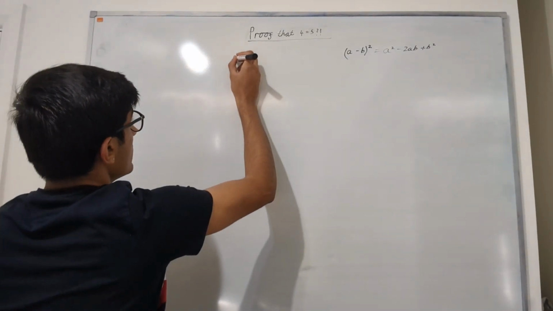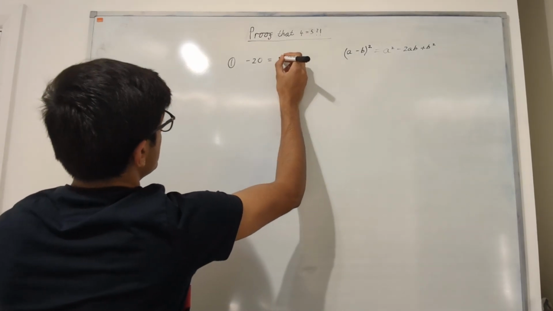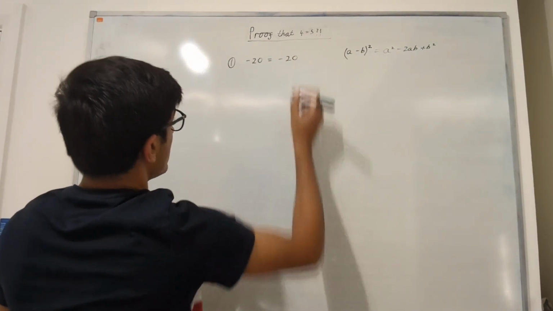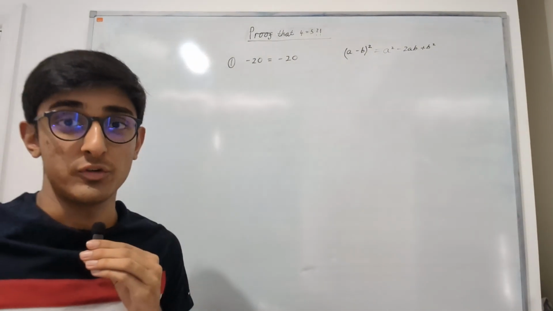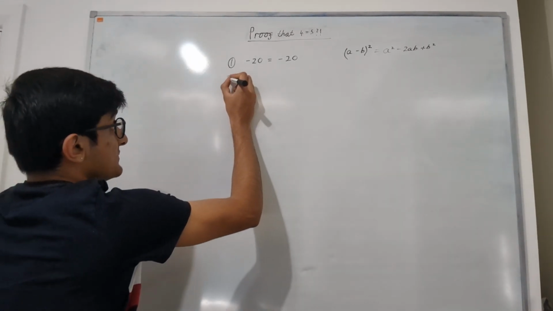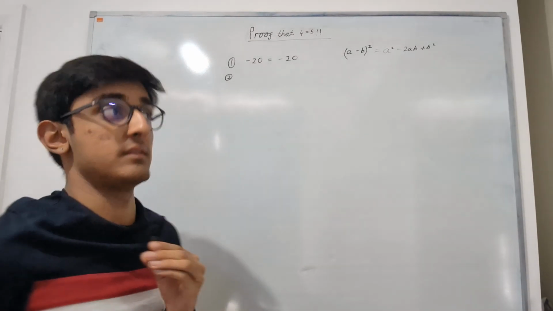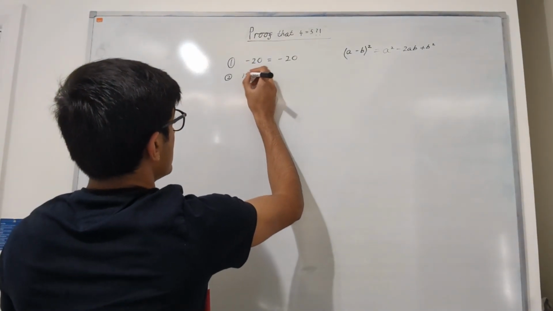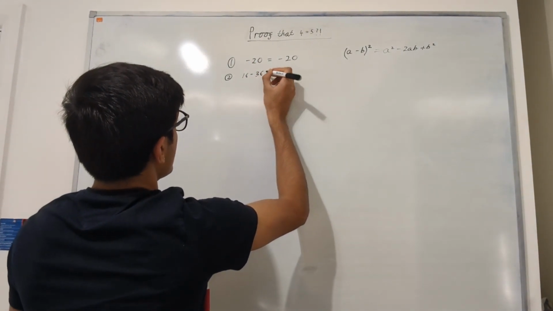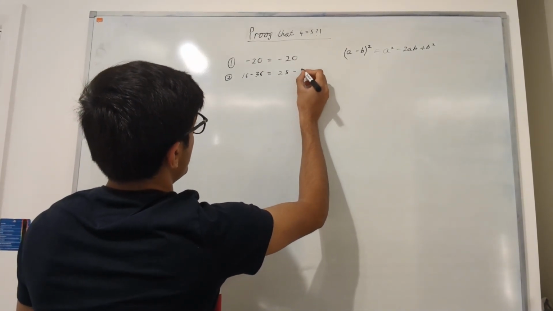So the first step will be to start with a true statement: minus 20 is equal to minus 20. And you'll see why we've chosen minus 20 in just a second. In line number 2, we can rewrite this minus 20 on the left-hand side as 16 minus 36. And on the right-hand side, we can rewrite it as 25 minus 45.